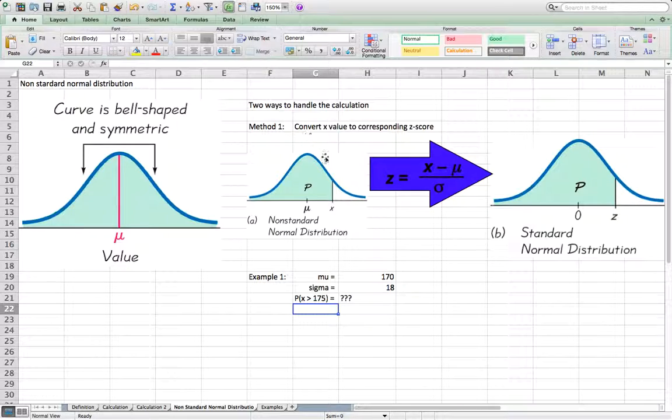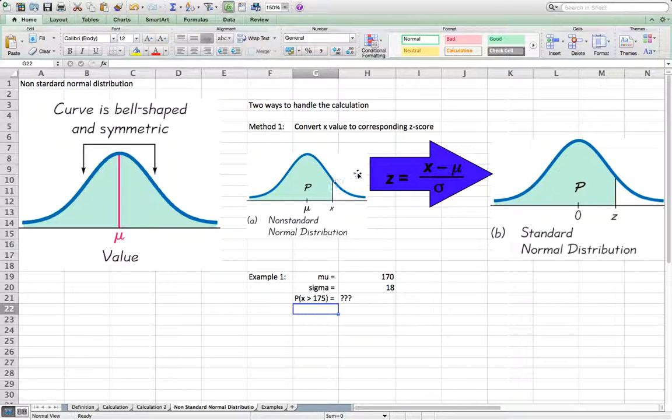Method one: you first convert the x value to the corresponding z-score, which means you convert the non-standard normal distribution to the standard normal distribution case. The conversion formula is this: z-score equals x minus mu divided by sigma, where mu is the mean and sigma is the population standard deviation, and x is the random value. Now, equivalently, if I want to know the probability that a random pick value is less than this given x.